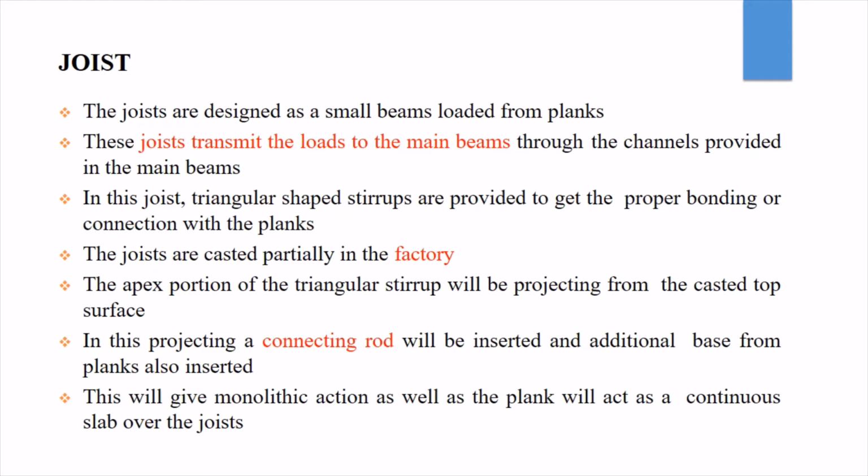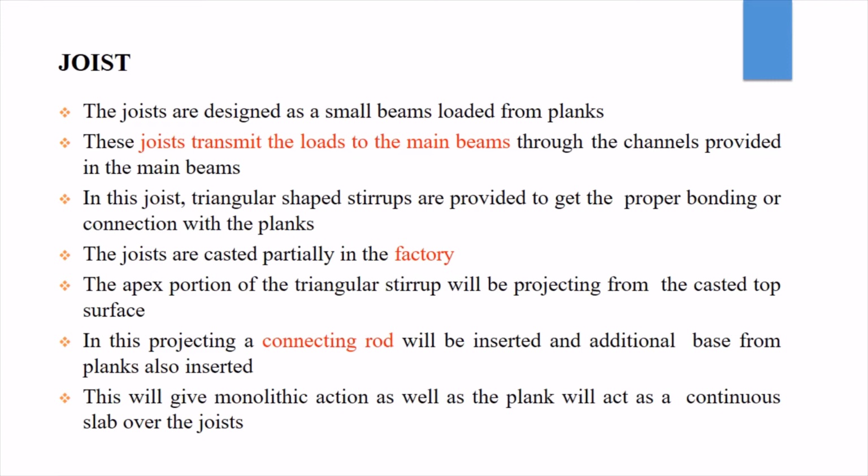In these points they are mentioning about the joist. So the joist takes the load from the planks and transfers the load to the main beam, and the joist has triangle shaped stirrups to get proper bonding and proper connection with the planks, so they are going for triangle shaped stirrups. And then the joists are casted partially in the factory. So these things are mainly done in the factory. Okay, so it is done in the manufacturing factory.